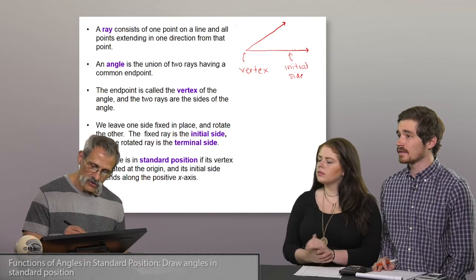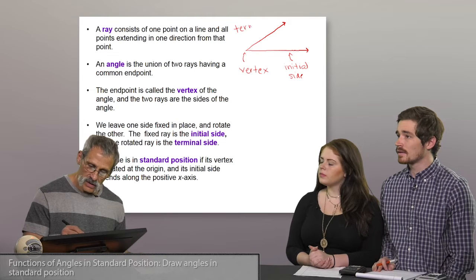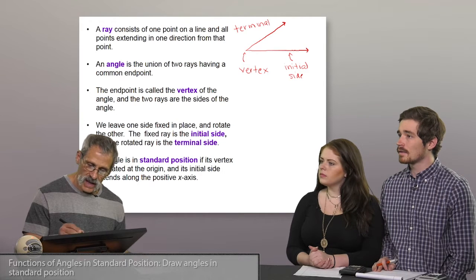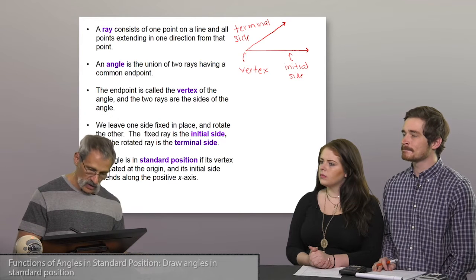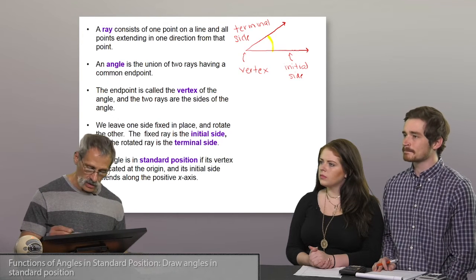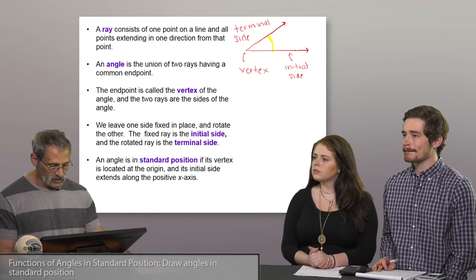So we start at the initial side, we begin the rotation, and we end at the terminal side, and we get ourselves an angle. Does that look like an angle? Does to me. And that angle's in standard position.